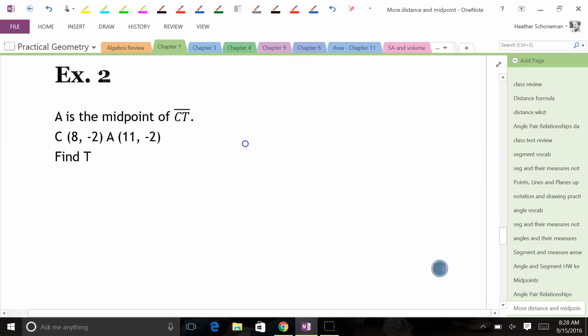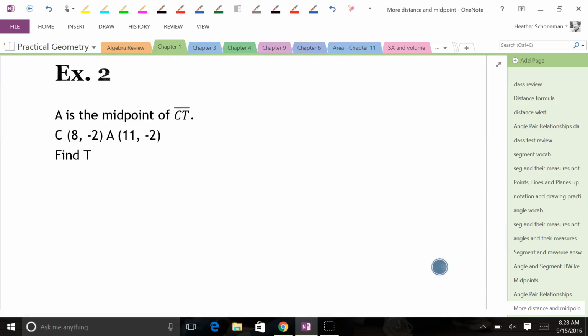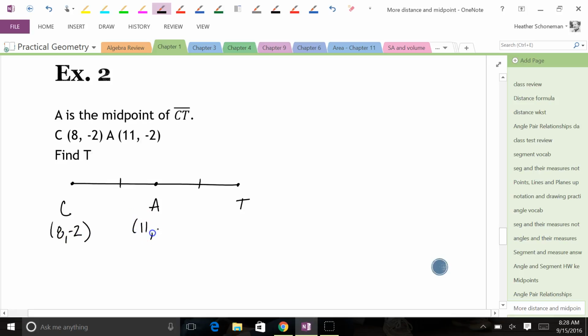Example 2. A is the midpoint of CT. So we're going to draw our picture again. Here's C, here's T. A is the middle. Good news, this spells a word. Okay, label it C. This is (8, -2). And A is (11, -2). And we're trying to find T.